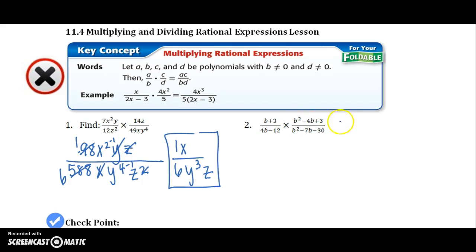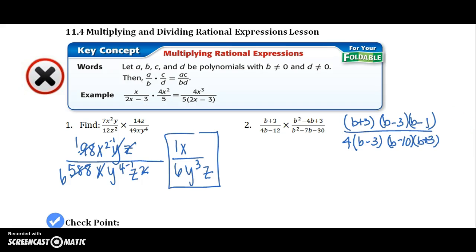Number 2, let's see. We have b plus 3. Let's factor. Let's take out our 4. B minus 3. Oh, those don't cancel. So on top we're going to have b squared. Let's factor this. So it's b minus 3 and b minus 1. And we need to factor the denominator on the other side. Multiples of 30 that subtract to give us 7. So that would be 10 and 3. We need opposite signs. So it'd be b plus 3.